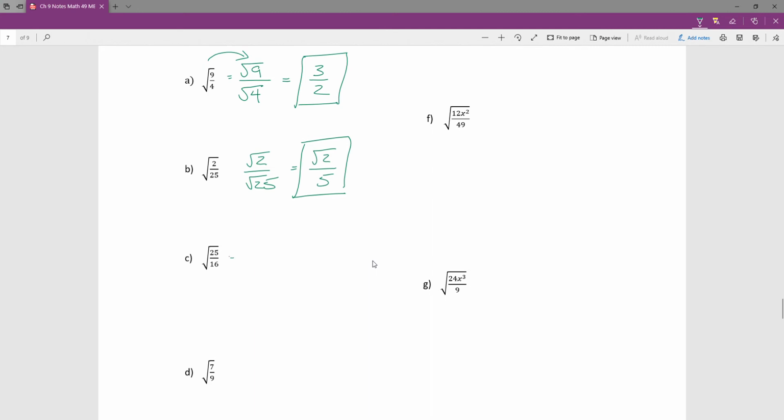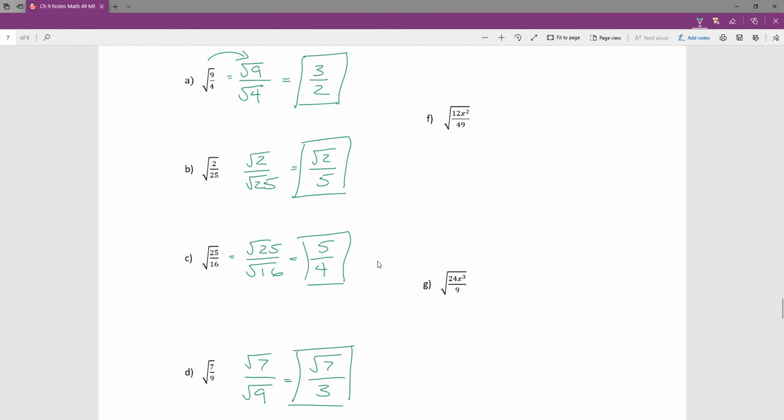So in this one, I could break it up so I can see numerator and denominator, and they're both perfect squares, so I can take the square root of them. For D, I break it up into root 7 and root 9. Can't take the square root of 7, but I can take the square root of 9, so I get root 7 over 3.